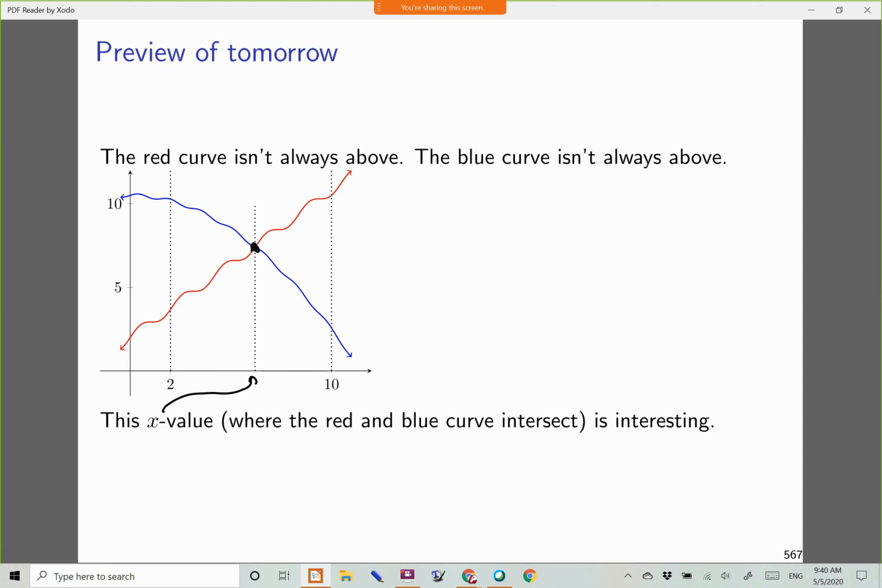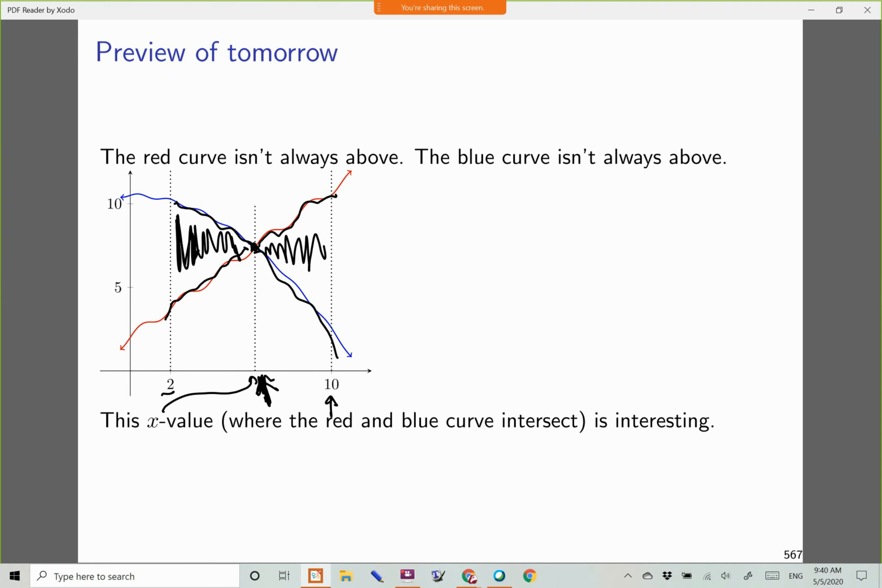So all we need is that, because then we can set up one integral. This part here will be an integral from 2 to whatever the x value here is, of the blue formula minus the red formula. Then we add to that a separate integral starting at this x value and ending at 10, to get this other region, of the red formula minus the blue formula. So it's still the upper function minus the lower function.